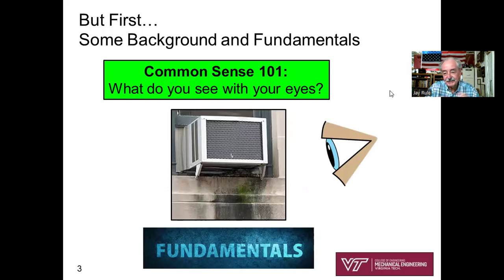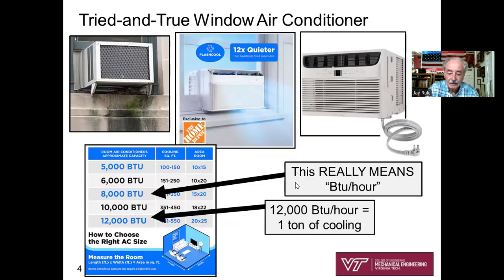If you're not interested in the background and fundamentals, you can jump ahead, but I would like to cover it as quickly as I can. Common Sense 101. What do you see with your eyes when you look at a window air conditioning unit, which is our homework problem? I see this. Okay. I dove down into Home Depot. You can buy a window air conditioning unit from Home Depot, Lowe's, and many, many other retail stores. So I clipped out some things from Home Depot.